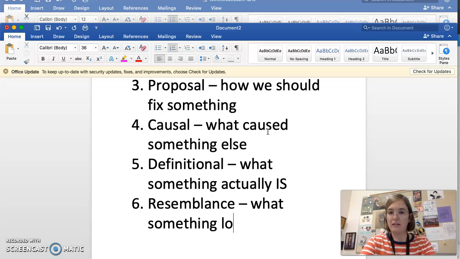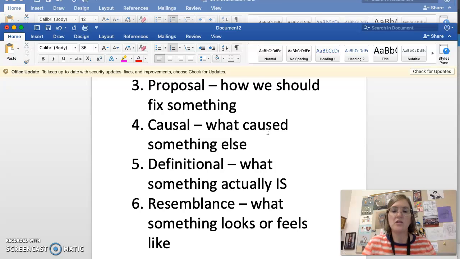what something looks or feels like. So this is when you are saying that one phenomenon or one object resembles another. And these are important claim types because basically you are saying that we should treat these two things the same. Some people will make the argument sometimes about liquor laws in Utah. That's a common resemblance argument where they will say that liquor laws in Utah resemble liquor laws during Prohibition.